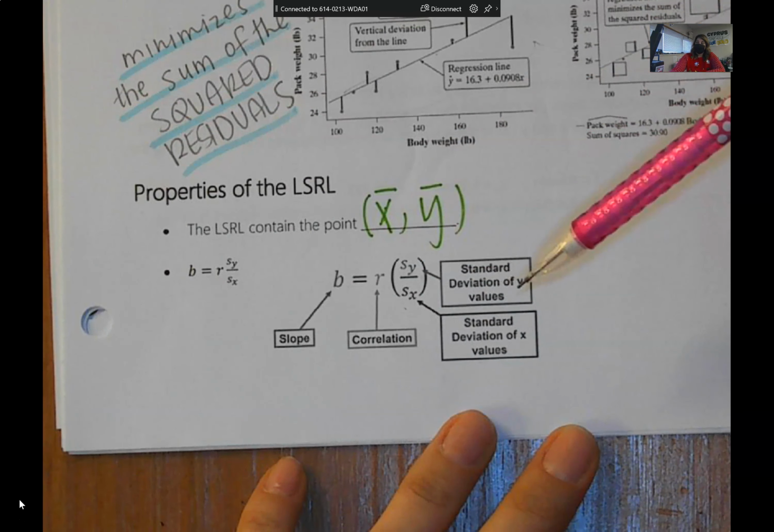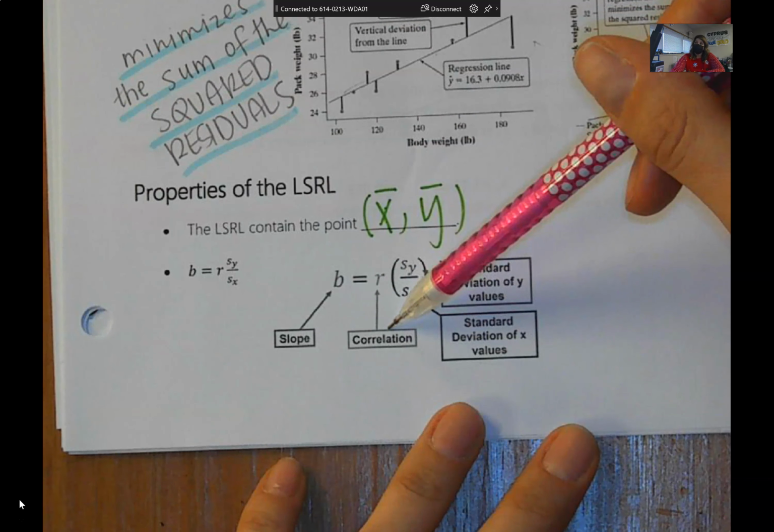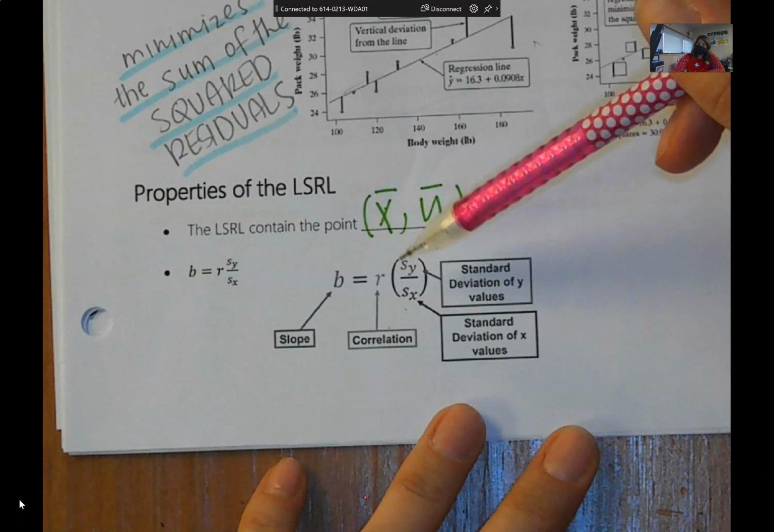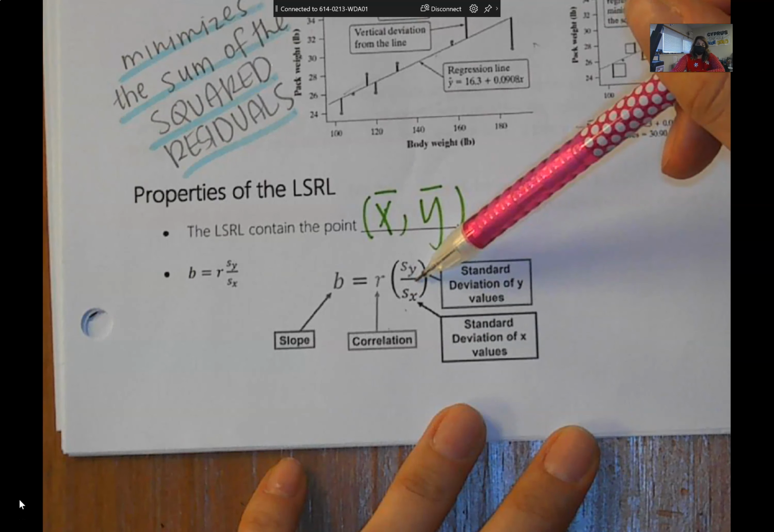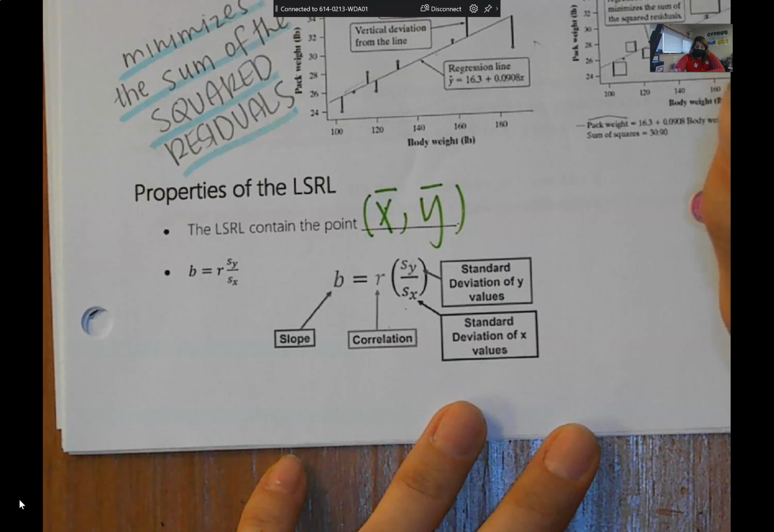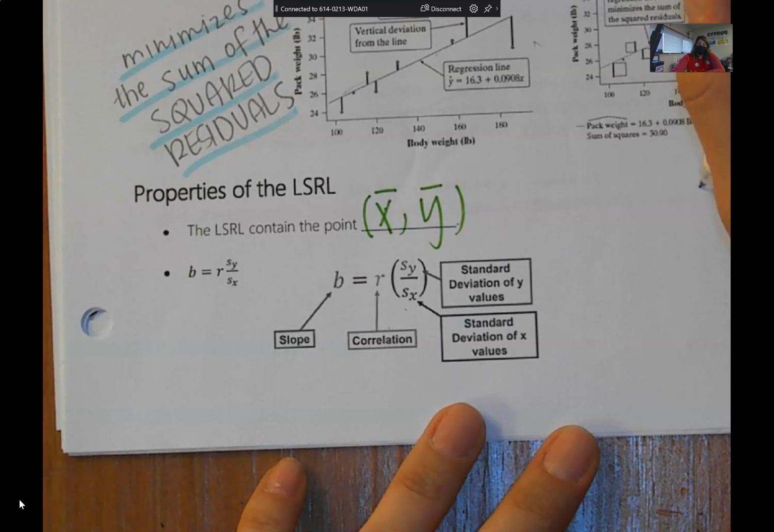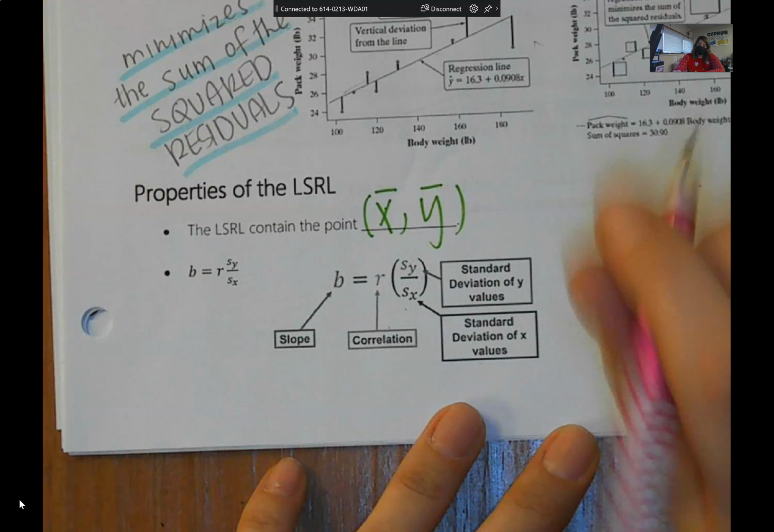Because what they are asking you to use is the correlation of your data multiplied by the ratio that is the standard deviation of your y variable and the standard deviation of your x variable. So we either have to have the data set or we have to be given these values.